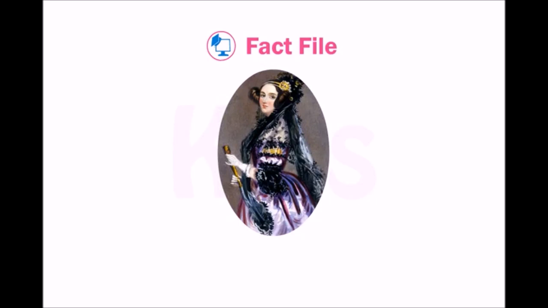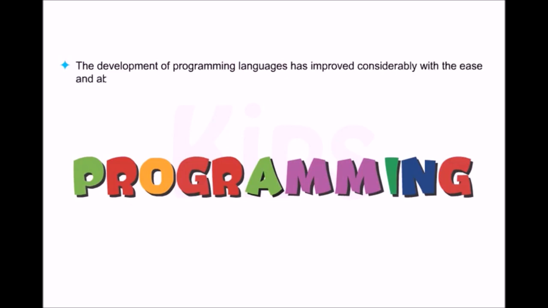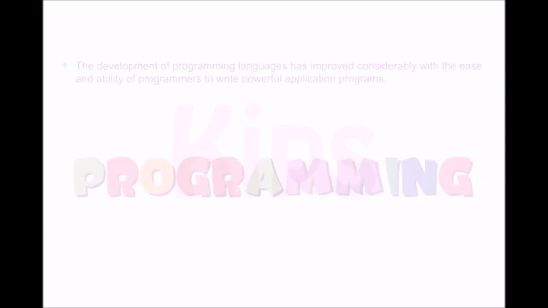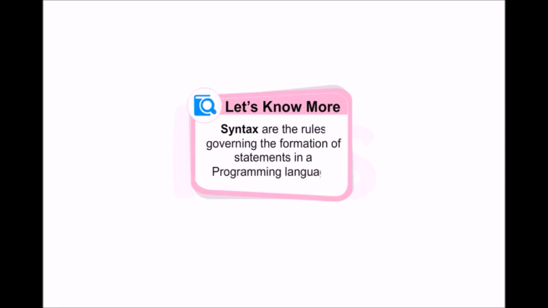Who is she? She is Lady Ada Lovelace, the first computer programmer. The process of writing specific instructions in a computer language is called programming. Each programming language has its own specific rules. The development of programming languages has improved considerably with the ease and ability of programmers to write powerful application programs. Students, please note that syntax are the rules governing the formation of statements in a programming language.